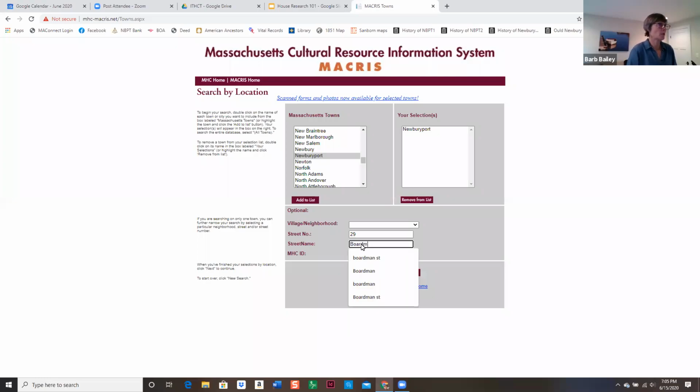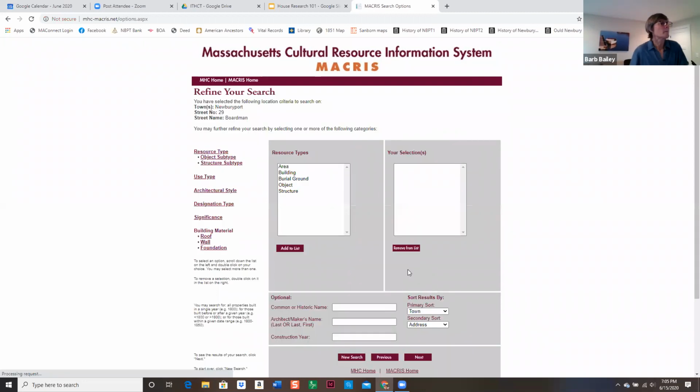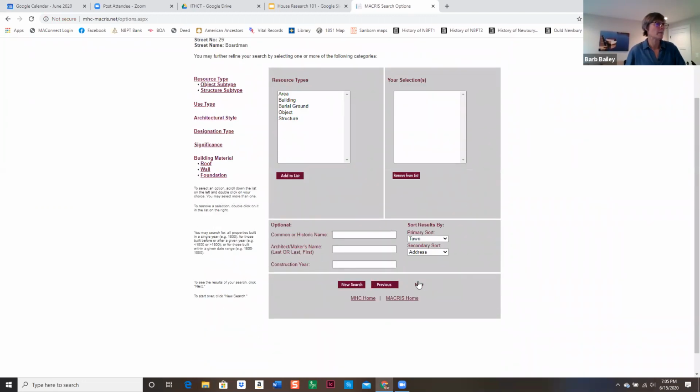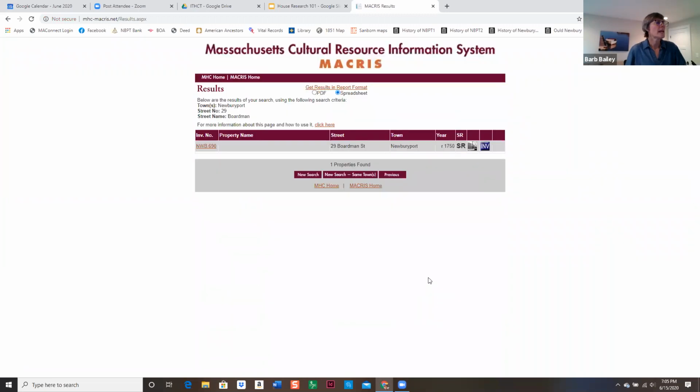So I'm on Boardman Street, and then I hit next. And I don't even bother with the information on this page. I just go down to the very bottom and then I say next. And then if there's something for your house that's already been done, you'll see it on this page. There might be an inventory number, and you might see these little INVs, inventory forms right there.